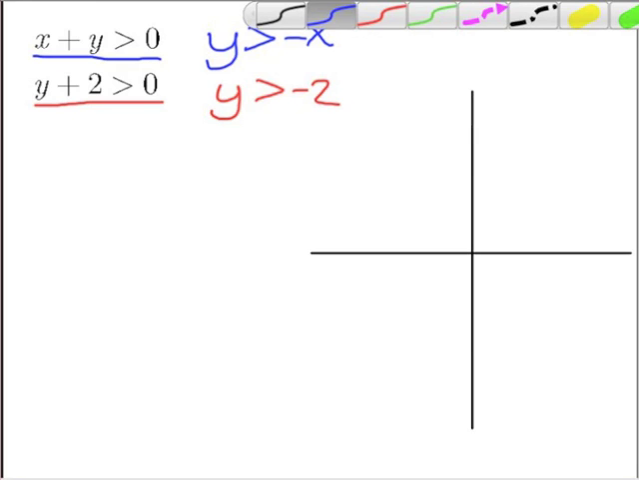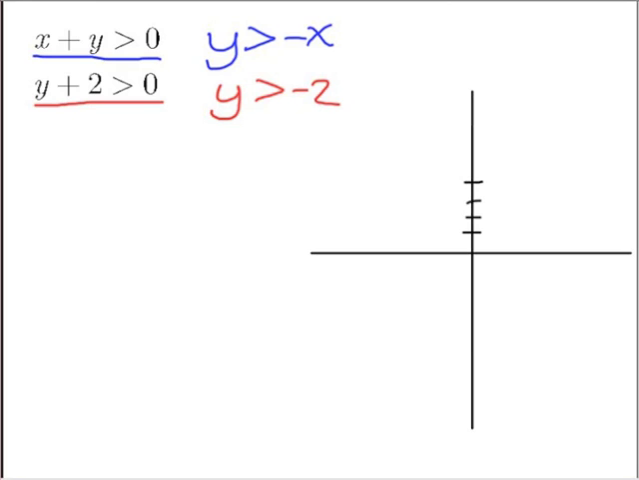By plugging in points. If x is 0, y is 0, as we've established before. If x is 1, y would be negative 1. X is 2, y would be negative 2.